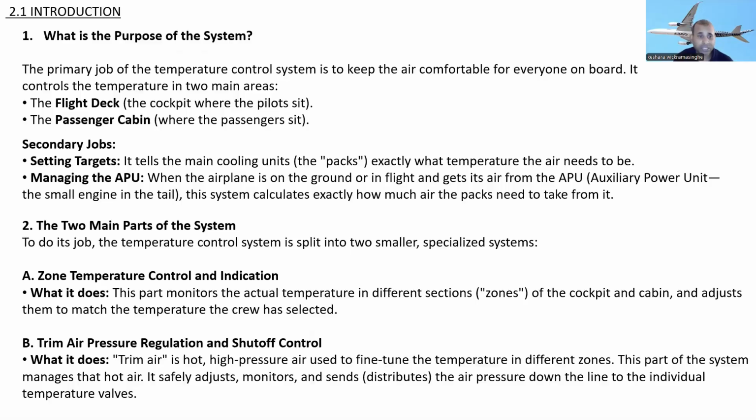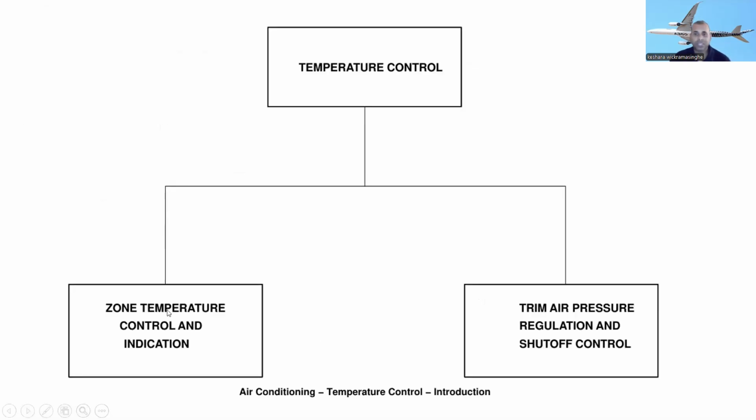This part of the system manages that hot air. It safely adjusts, monitors, and distributes the air pressure down the line to the individual temperature valves. Okay, all right. So this is the diagram. You can see this is the temperature control. It goes to the zone temperature control and indication, and then to the trim air pressure regulation and shut off control.